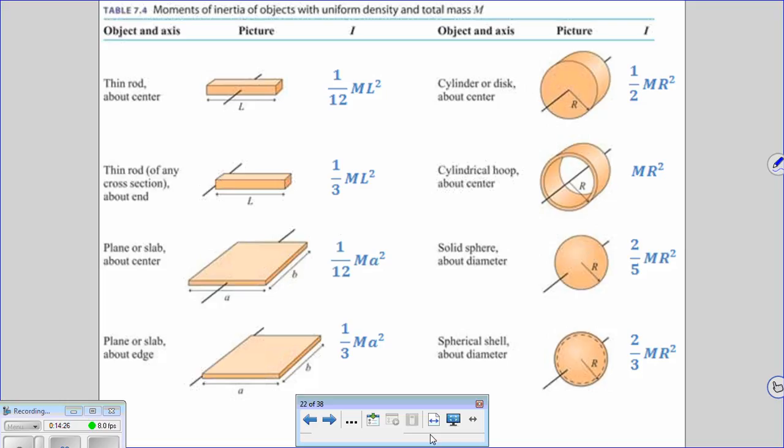No. The AP curriculum says you need to be able to do some simple ones. Basically, the only ones I've ever seen come up are these two, so I'm going to show you how to do those today. It's not too bad.